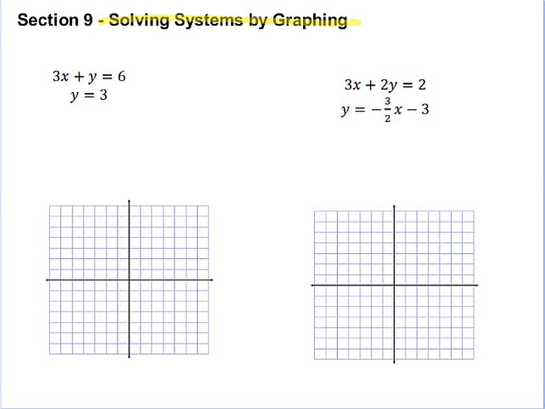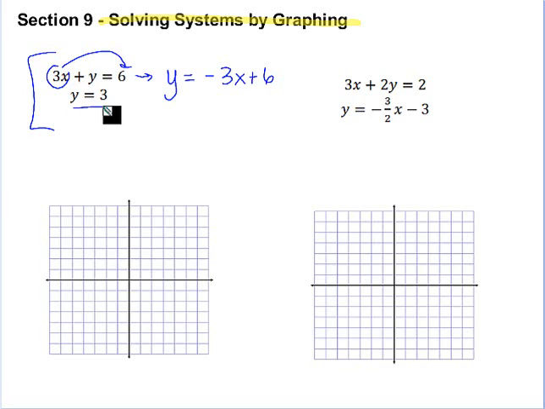So what we're going to need to do is we just need to graph both of these lines. So we want them both in slope-intercept form. So this top equation, we're going to have to subtract that 3x over to the other side. So we would have y equals negative 3x plus 6. Second equation is already set for us of y equals 3.